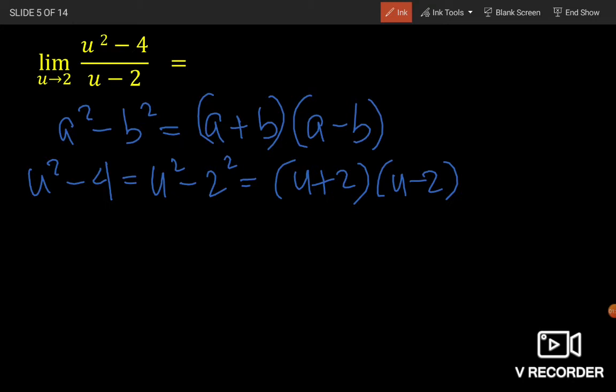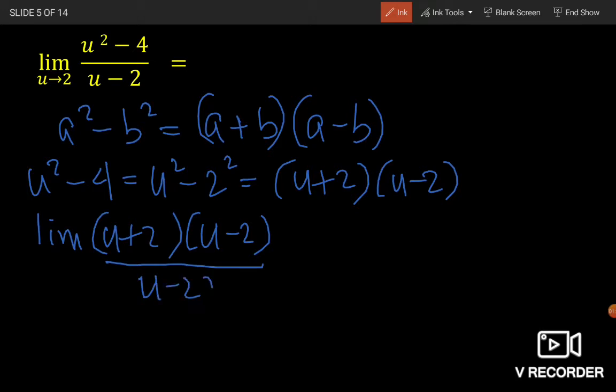Therefore, I can now express this expression as the limit of u plus 2 multiplied by u minus 2 over u minus 2 as u approaches 2. Take note, if I substitute u by 2 in the denominator, you get 2 minus 2 equal to 0. Now if I substitute u is equal to 2 here, it will be 2 minus 2 equal to 0. So 0 multiplied by this expression will be 0. So what you get is 0 over 0, which is indeterminate.